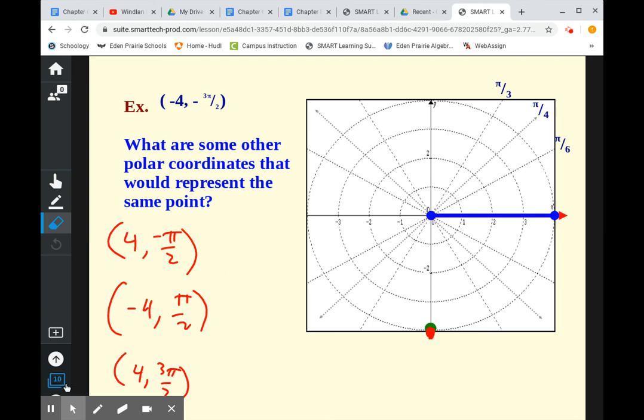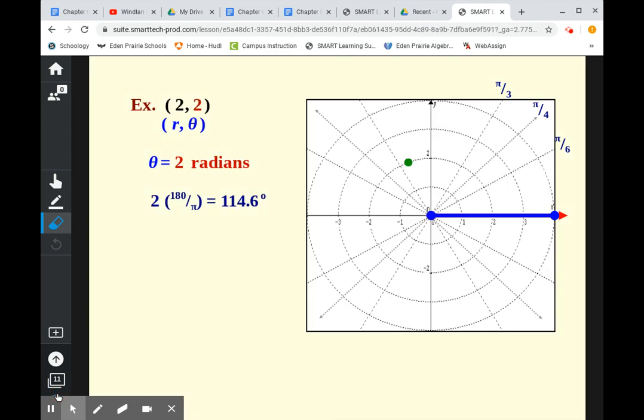Our last example, it's a little bit tricky, but it's (2, 2). That theta is in radians. I want to make sure I was clear about that. Theta equals 2 radians. All right, think about what 2 radians is.